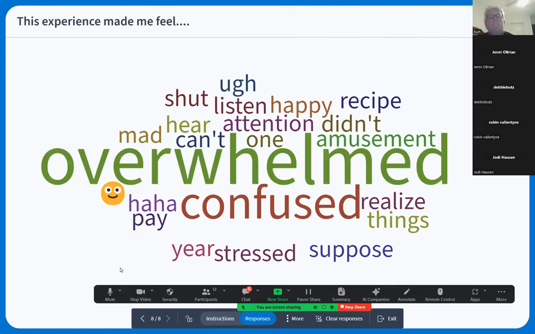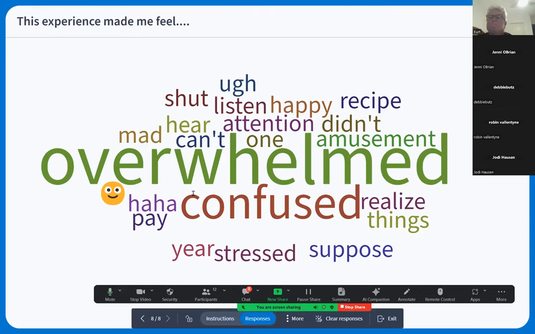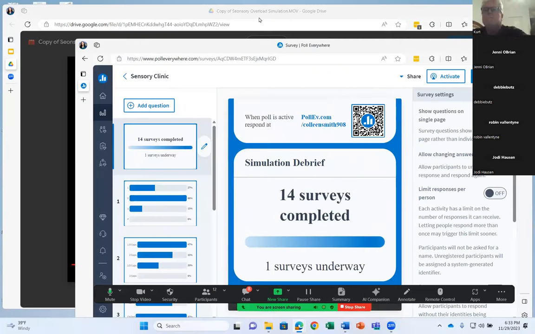And yeah, so this is how it feels, right? And the word cloud is set up to show that a word that's repeated more is going to be bigger. So overwhelmed, confused. It was kind of amusing. That's my little niece. She's a little older now, but she's so stinking cute. So I use her for a lot of things. Stressed. Yeah, so didn't hear, attention. It's a frustrating experience. And the goal really is just to check in with our participant and make sure that's not how they're experiencing our lessons with them.